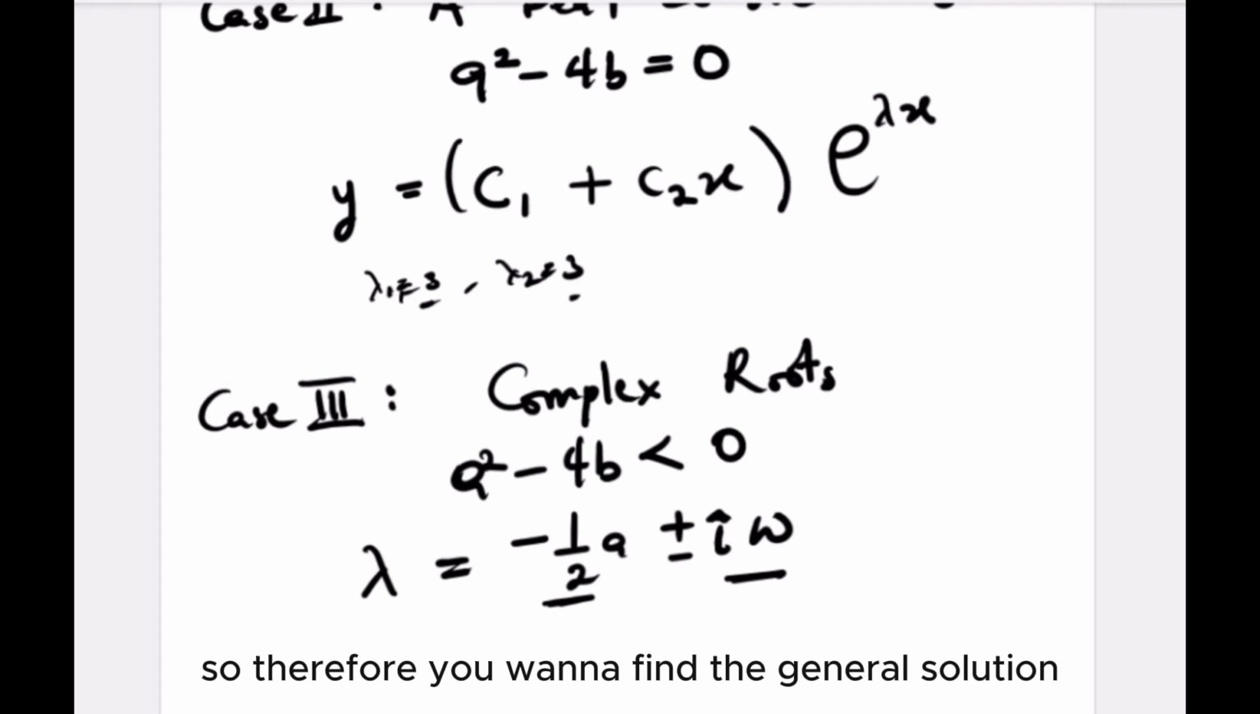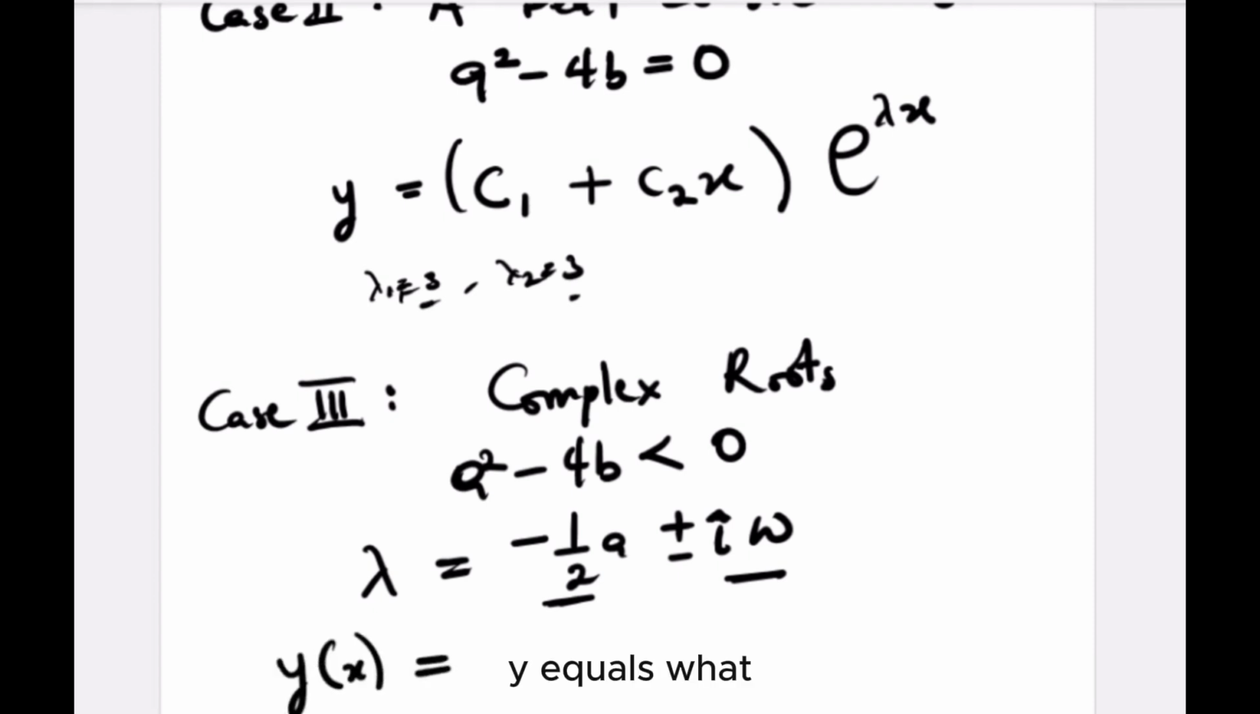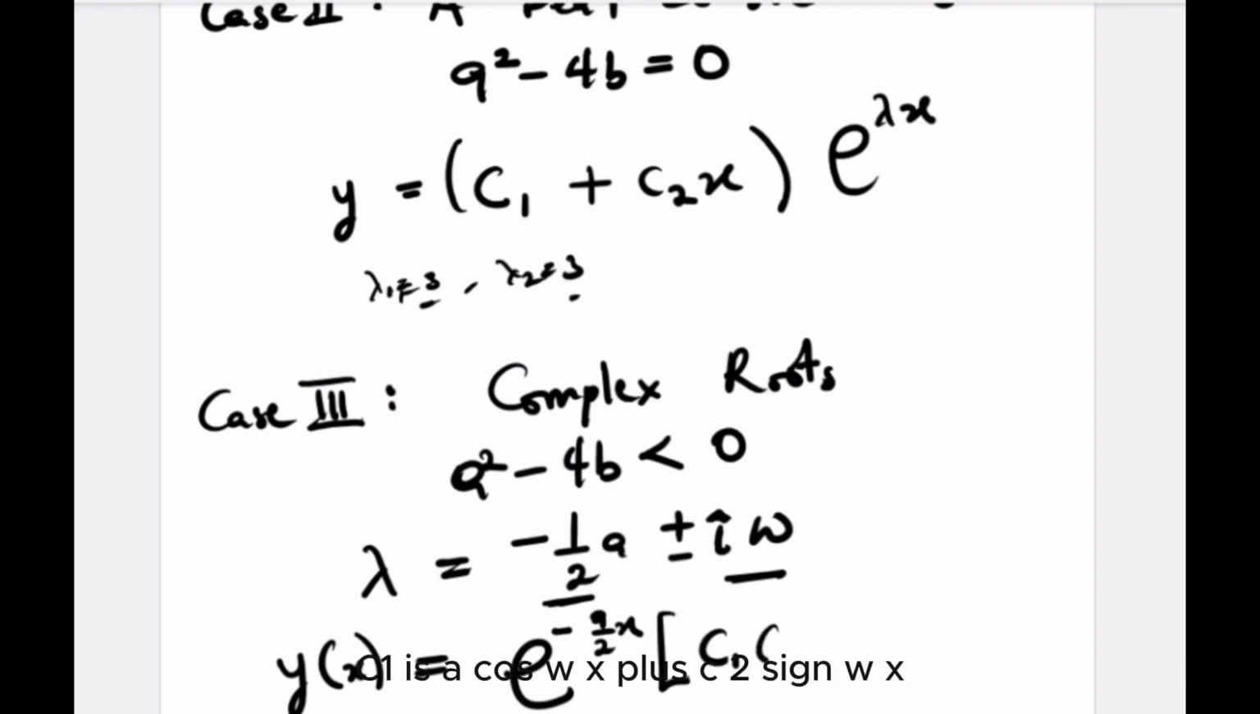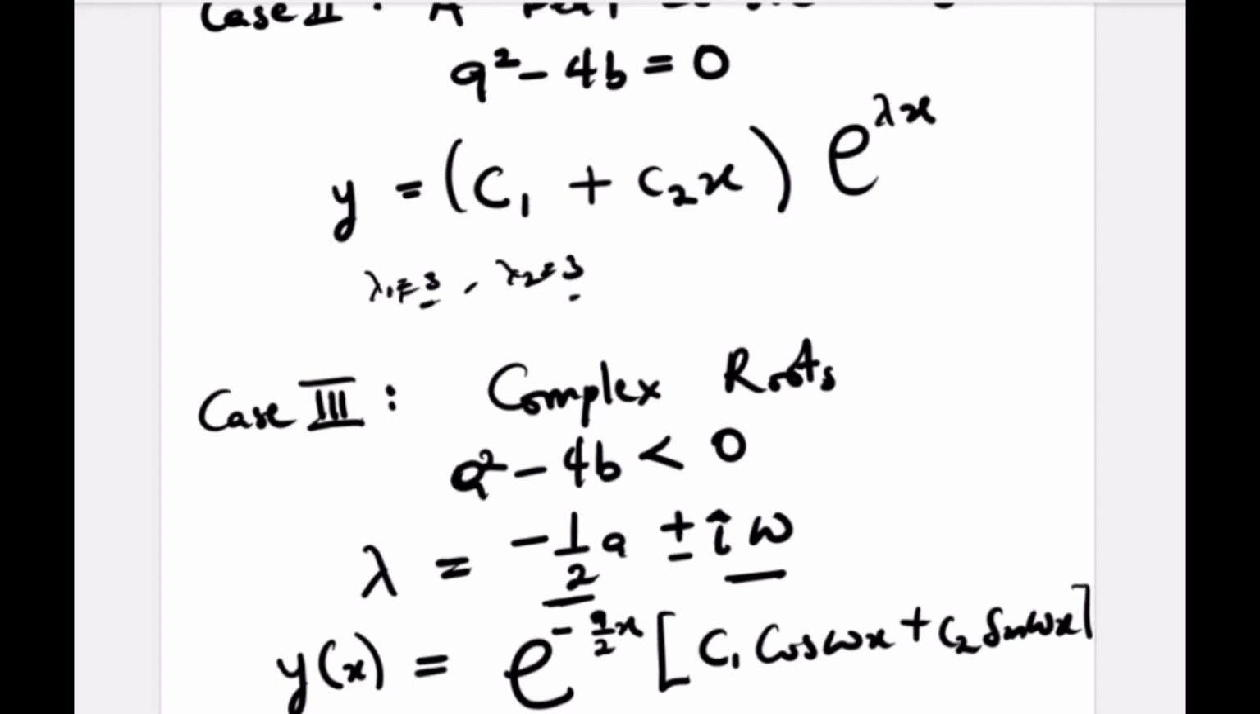So therefore, if you want to find a general solution, y equals e raised to the power minus a over 2 x, times c1 cos wx plus c2 sine wx. It doesn't matter how you write it. You can write sine first and cos later.